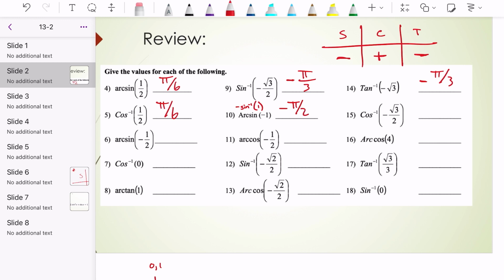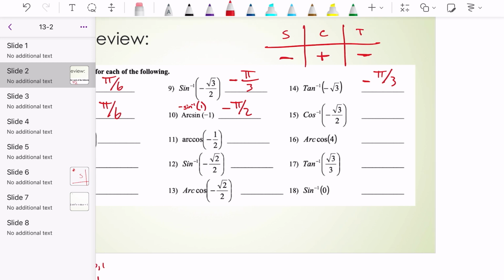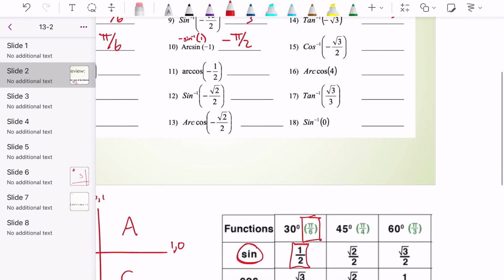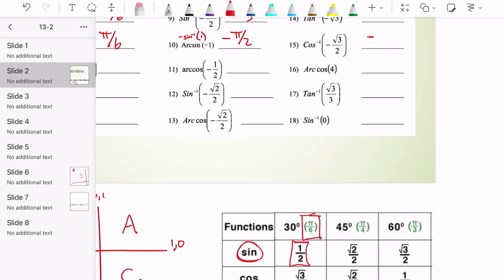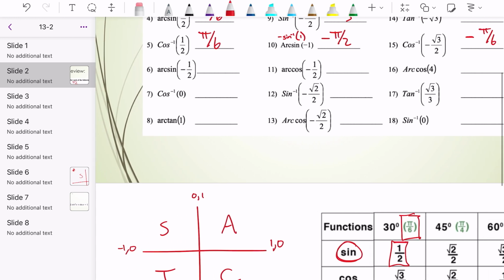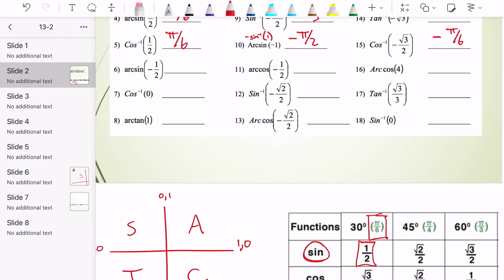Let's take a look at number 15. With 15, we're looking at the inverse cosine of a negative square root of 3 over 2. First thing would be, it would be negative. And we're going to take a look to see where we have that square root of 3 over 2, which is going to be at the pi over 6 mark. Number 6, arcsine of negative 1/2. Once again, we have a negative number, which means it's going to remain negative. 1/2 for sine is going to give us pi over 6.